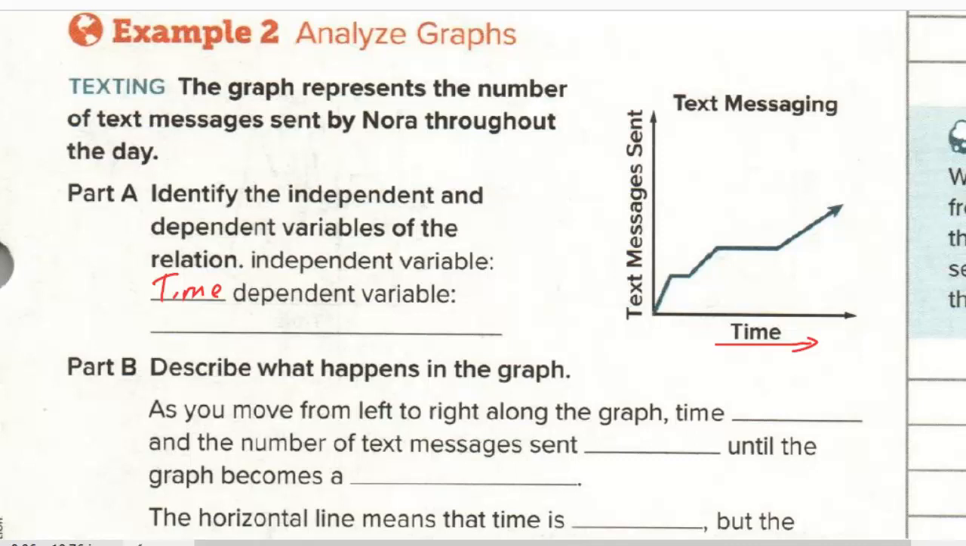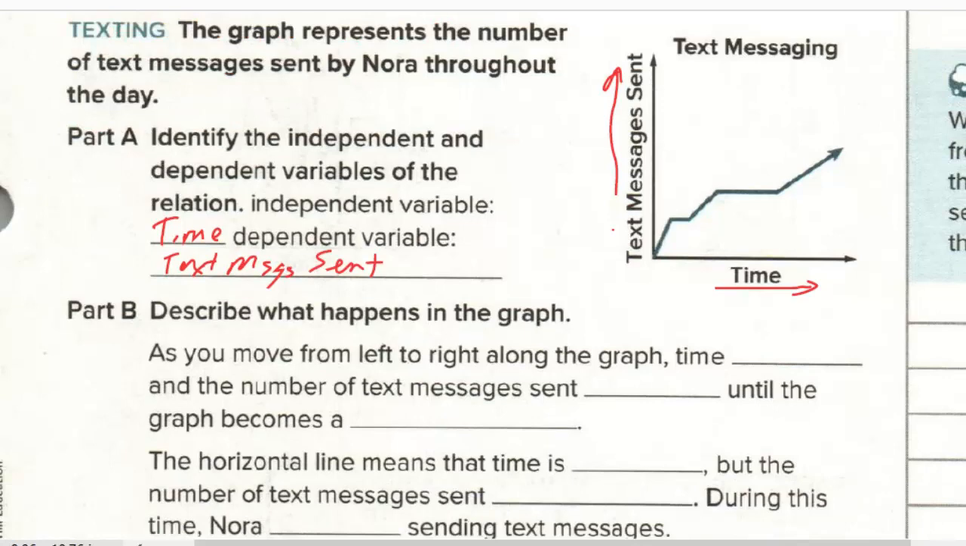The dependent variable then would be the one that's going up this way, because text messages sent does depend on the amount of time. If no time passes, then no text messages can be sent. So for our dependent variable, we have text messages sent. Part B, describe what happens in the graph.